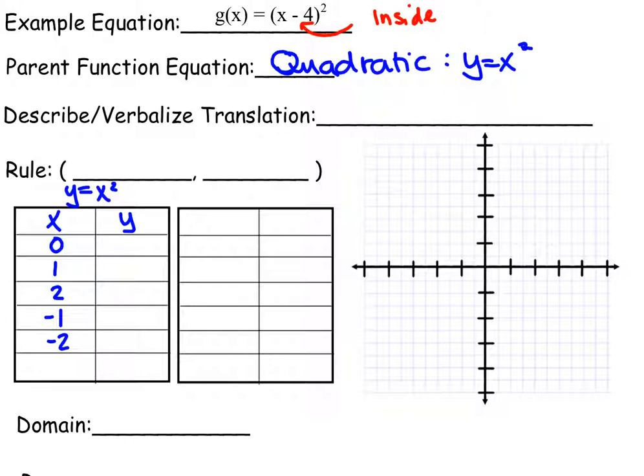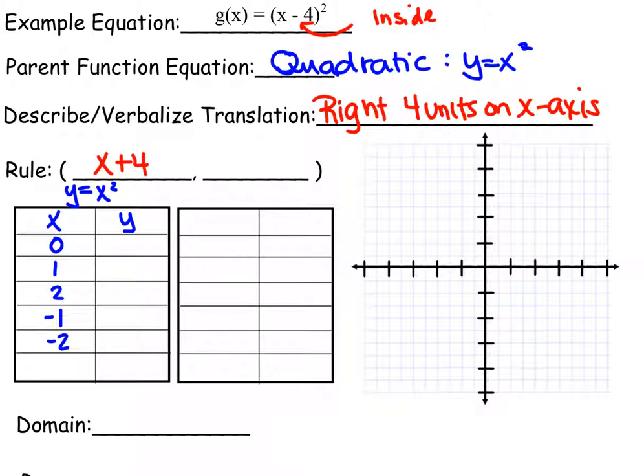All right, so minus 4 is inside the function, so it's going to shift it right 4 units on the x-axis. Call this a horizontal translation. Right 4 units. In order for us to do that, imagine here's our original parent function, we're going to shift it right 4 units. So the rule is we're going to add 4 to all of the x values to shift every ordered pair to the right. Now we don't have any vertical translation, so our y is going to stay as it is. So in our chart, our x plus 4 will be changed, and then our y stays as it is. And this would give us the function x minus 4 all squared.